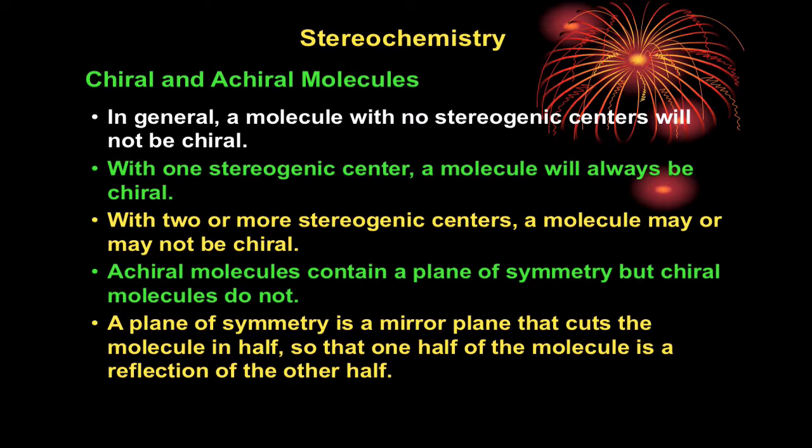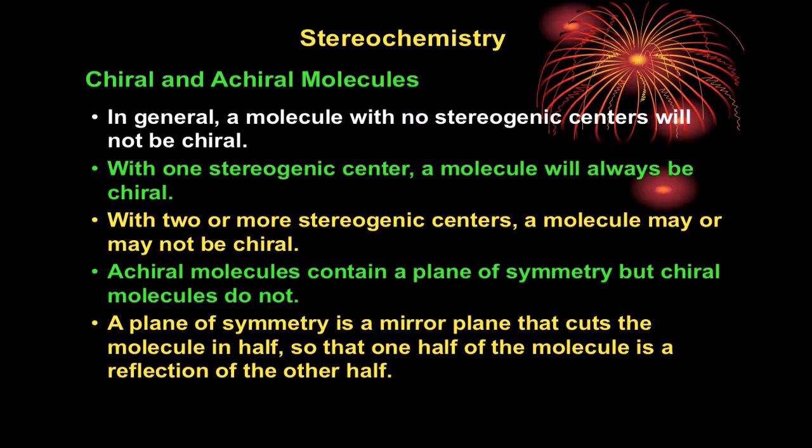So let's think of some things that we need to commit to memory. In general, a molecule with no stereogenic center will not be chiral. A stereogenic center is a carbon atom, or an atom, in this case we're talking about carbon atoms, that has 4 different things attached to it. You will quite frequently hear me call those chiral centers. Chiral center and stereogenic center for all practical purposes are nearly identical. If a molecule has 1 and only 1 stereogenic center, the molecule will always be chiral.